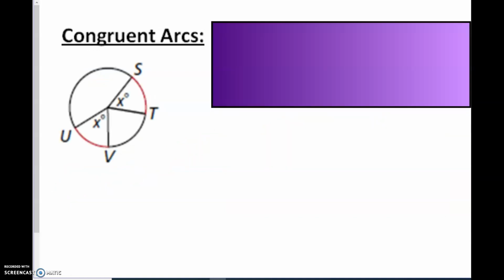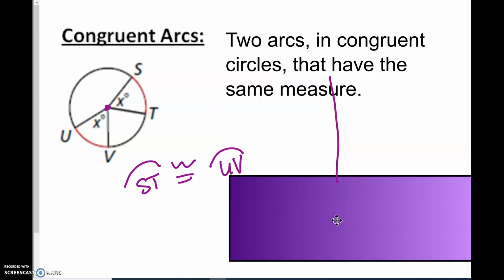So instead of it being angle addition, it's going to be arc addition. Okay, so we have one circle. They're both at the same center, and they're both X degrees. So we are going to say that arc ST is going to be congruent to arc UV because they are in the same circle. So two arcs in congruent circles. We only have one circle, but they're both the same and have the same measure. I could make another circle and tell you the two circles are congruent, and then their arcs could be congruent also.